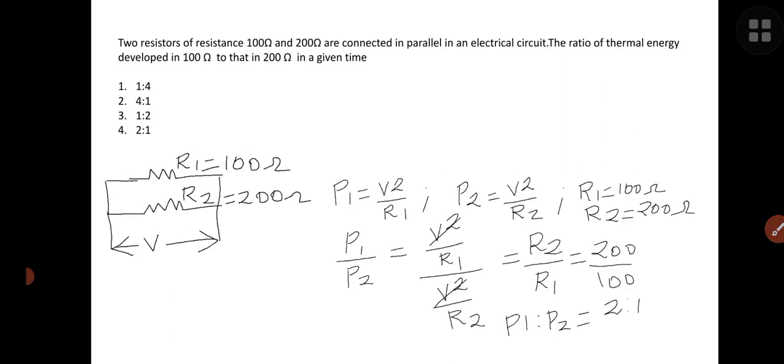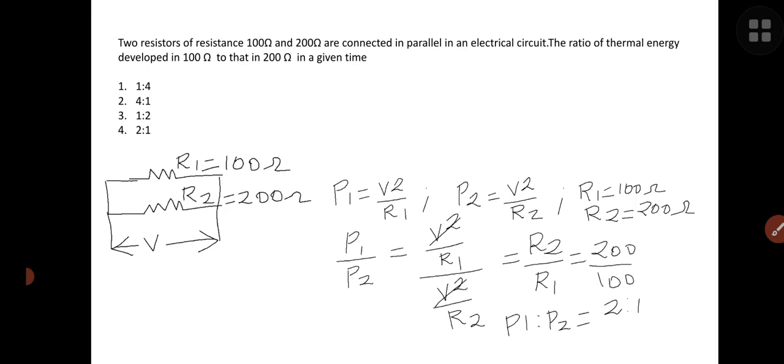Two resistors of resistance 100 ohm and 200 ohm are connected in parallel in an electrical circuit. The ratio of thermal energy developed in 100 ohm to that in 200 ohm in a given time. Option 1, 1 is to 4. Option 2, 4 is to 1. Option 3, 1 is to 2. Option 4, 2 is to 1.